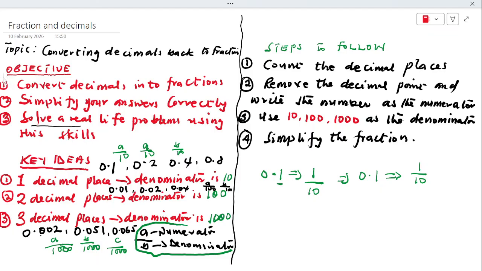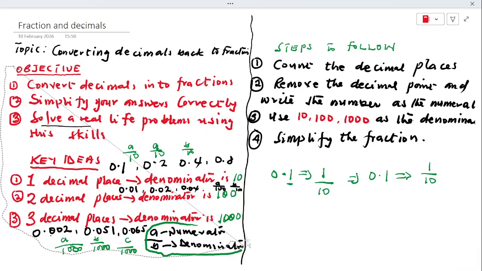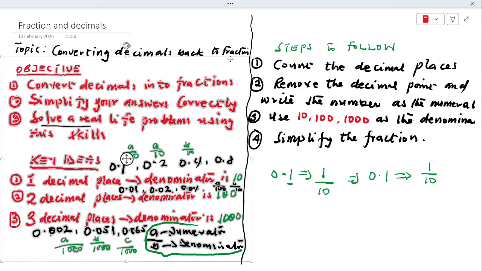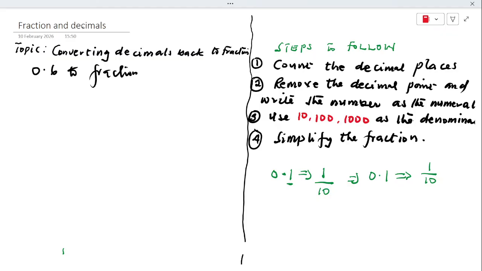All right. So let's look at some examples so that we will understand the lesson clearly, using examples that we'll be solving right away. The first example: convert 0.6 to a fraction.